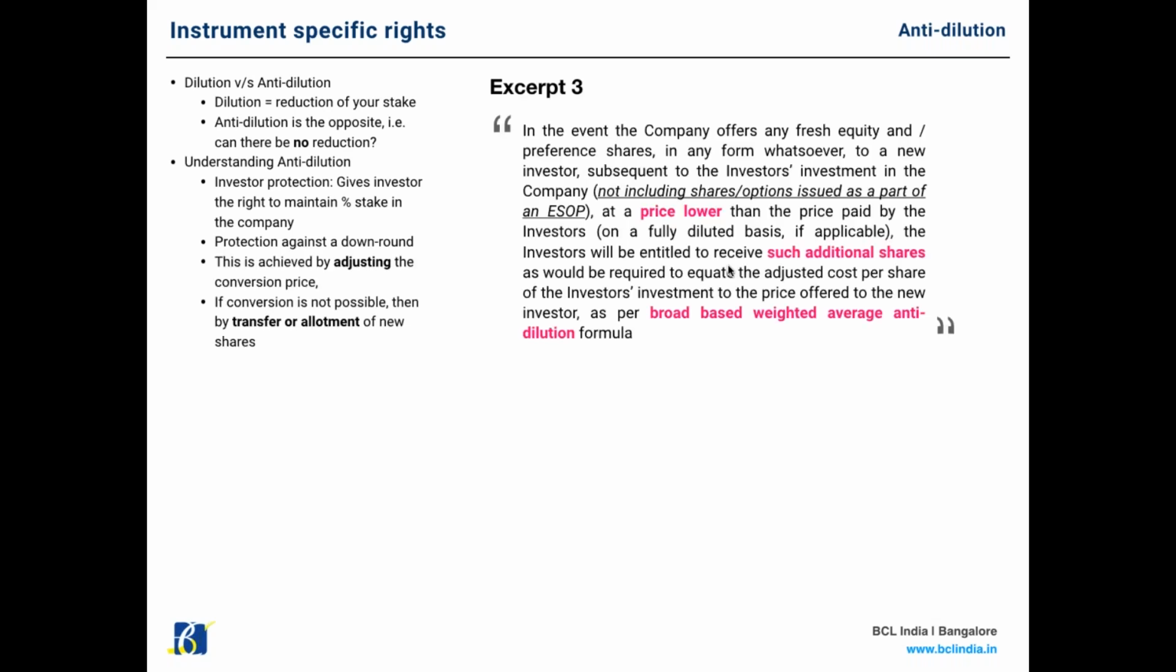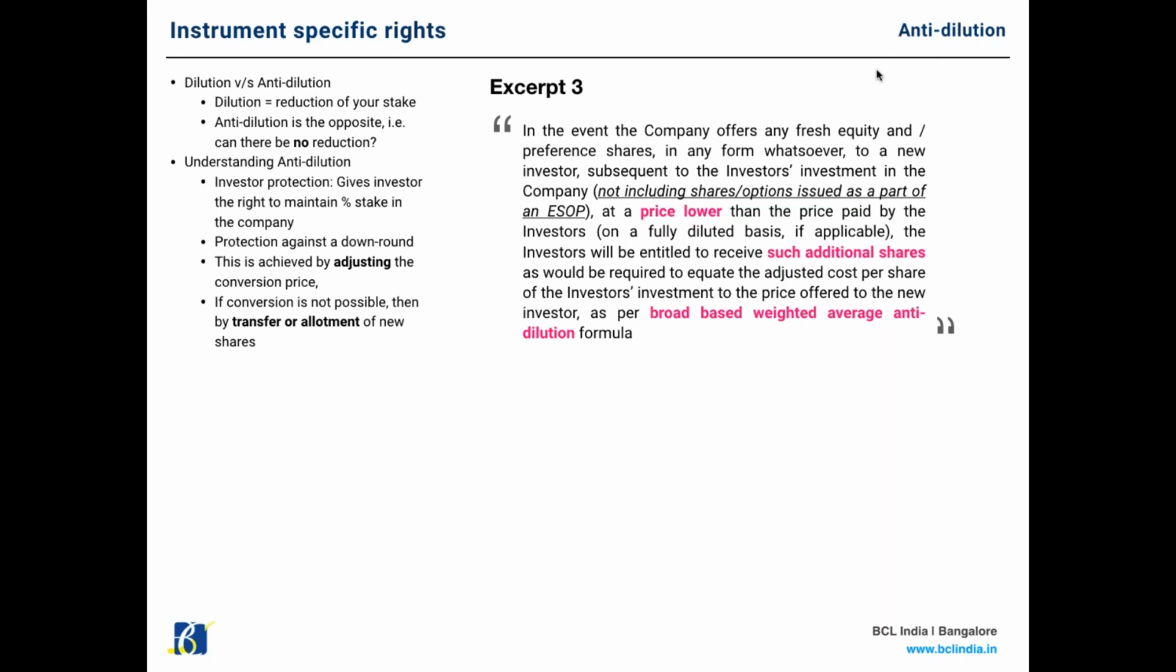It's a protection against a down round. Basically it means if the price goes down in the next round, the investor is protected. And this is possible by adjusting the conversion ratio in case the investment is in the form of a convertible instrument. And if the investment is directly into equity shares, then by transfer of additional shares from the promoters to the investors. Now, this is again a real life excerpt, and if you see here, it refers to the broad based weighted average formula for anti-dilution.